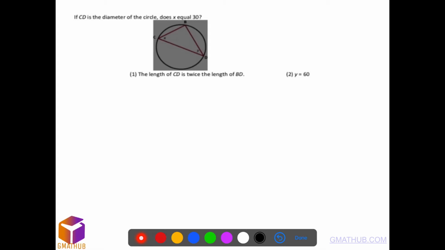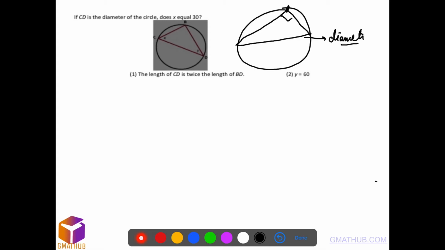So in this question, first of all, the property used is if we have a diameter and we have any point on the circumference, the diameter will make a 90-degree angle with that point. So that's the property we'll use here. This angle is 90.